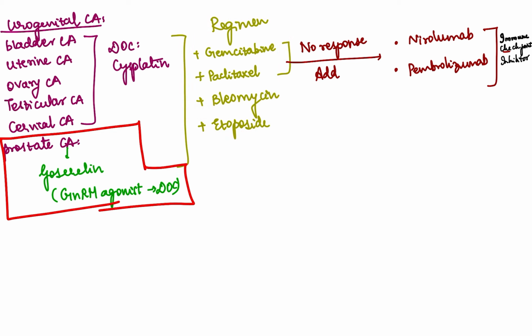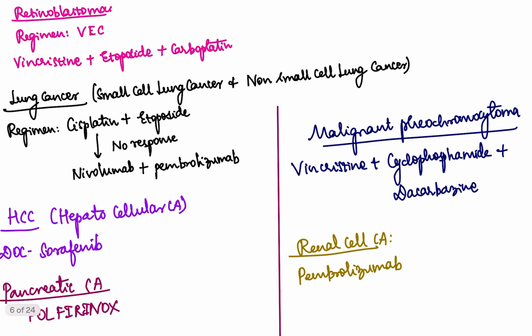So first is urogenital carcinoma: uterus cancer, bladder cancer, ovarian, testicular, and the cervix cancer. Drug of choice remains cisplatin. And for the regimen for urogenital cancer, add gemcitabine, paclitaxel, bleomycin, etoposide. If there is no response to gemcitabine and paclitaxel, you have to add nivolumab, pembrolizumab, which are immune checkpoint inhibitors. Prostate cancer alone, goserelin, which is a GnRH agonist, is the drug of choice.